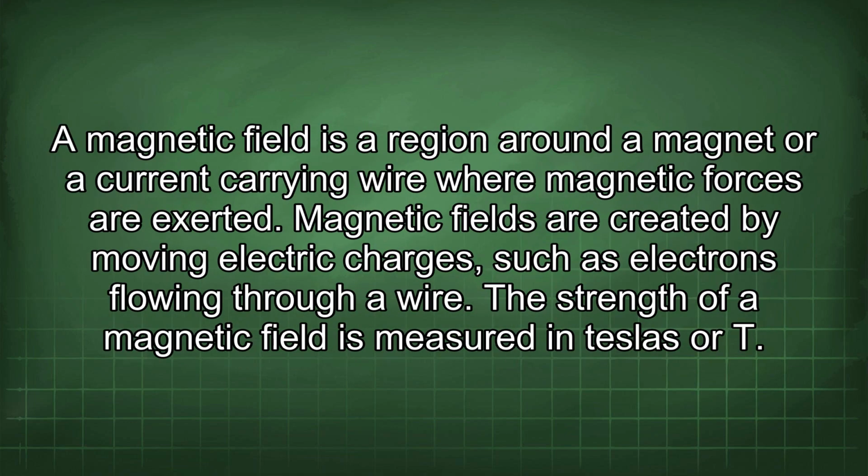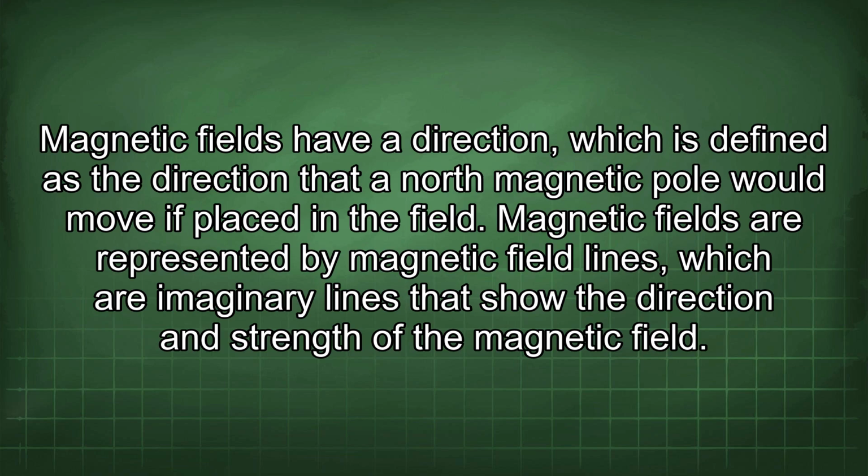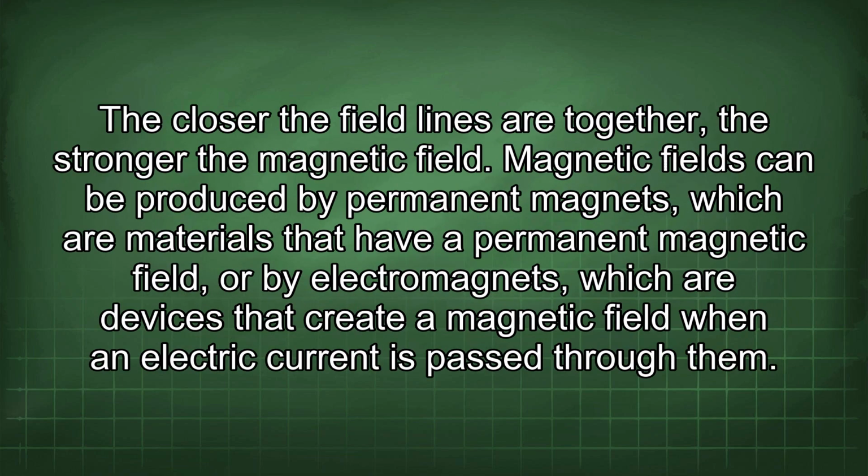A magnetic field is a region around a magnet or a current-carrying wire where magnetic forces are exerted. Magnetic fields are created by moving electric charges, such as electrons flowing through a wire. The strength of a magnetic field is measured in Teslas or T. Magnetic fields have a direction, which is defined as the direction that a north magnetic pole would move if placed in the field. Magnetic fields are represented by magnetic field lines, which are imaginary lines that show the direction and strength of the magnetic field. The closer the field lines are together, the stronger the magnetic field.